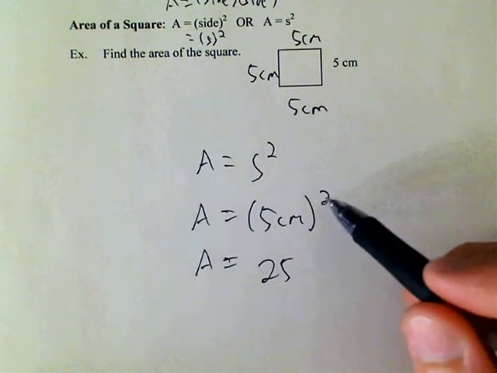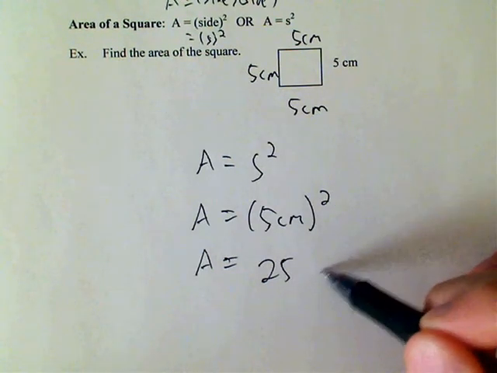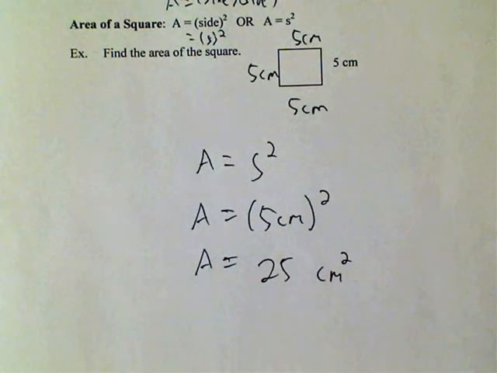And centimeters squared is, you can write out in words centimeter squared, or you can start doing this now. Centimeter with the exponent of 2. It means square centimeters, or centimeters squared.